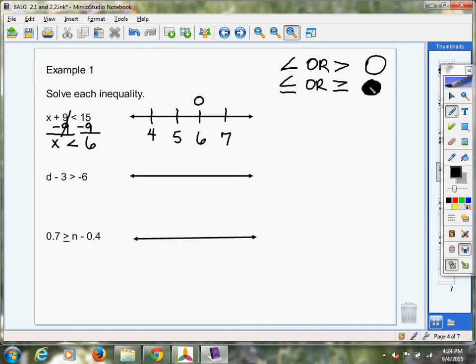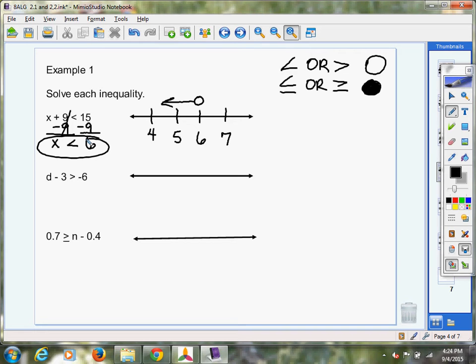So we're doing an open circle because it's just less than, not less than or equal to, and then we need to find all the numbers that are smaller than 6. So if you're thinking, draw it to the left, you're correct. That's what you do, and here's the answer, and here's the graph. Good job. Let's move down.